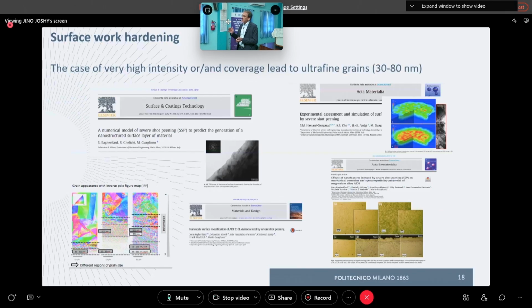Now, about what we did on surface work hardening, we developed research about the application of unusual shot peening parameters, which we call CV shot peening, as I said. The aim was to investigate the role of shot peening in obtaining gradient microstructure and grain refinement, and what is the final effect on the fatigue strength of the material and of the mechanical part. Okay.